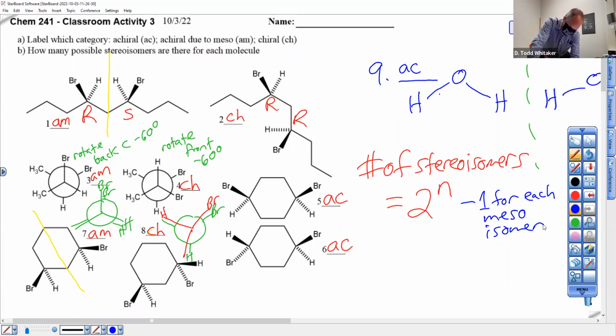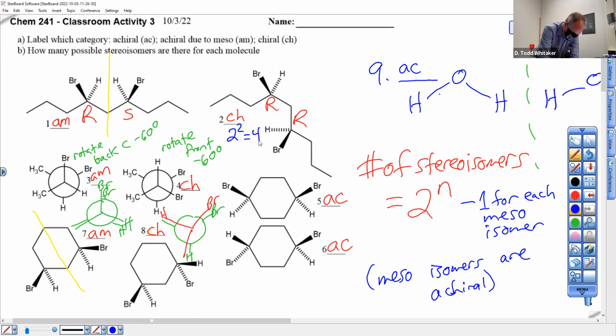So for a chiral molecule, forget about meso isomers. Meso isomers are achiral. Okay. So for chiral ones, it stands to go 4 of those minus 1. What? 2 to the power of 2. I'm going to do 2 to the power of 2 minus 1.